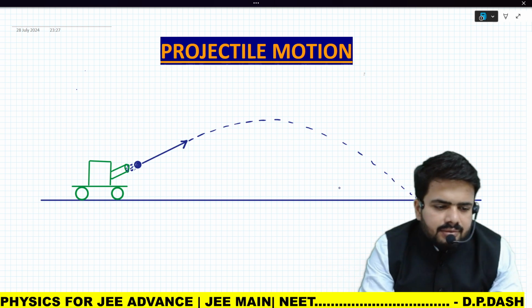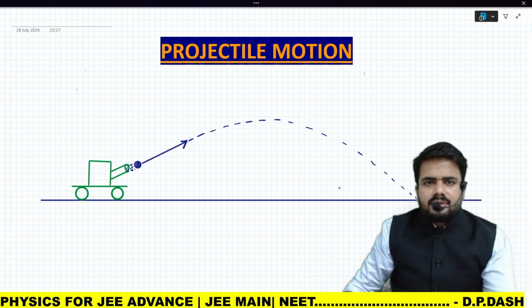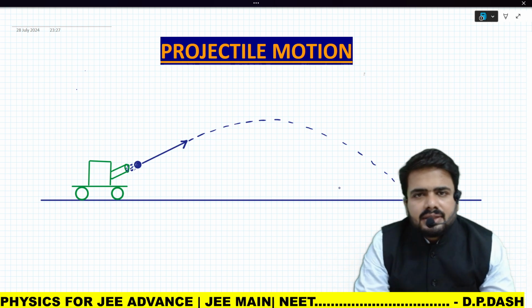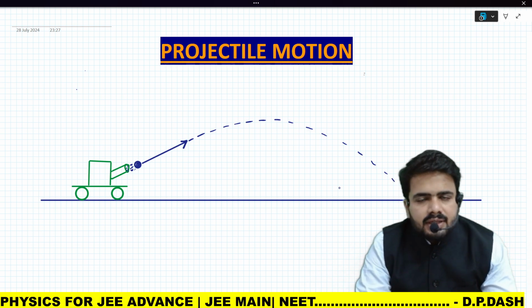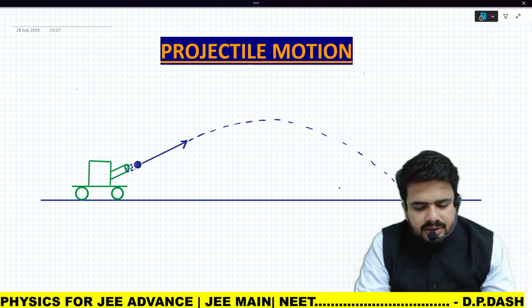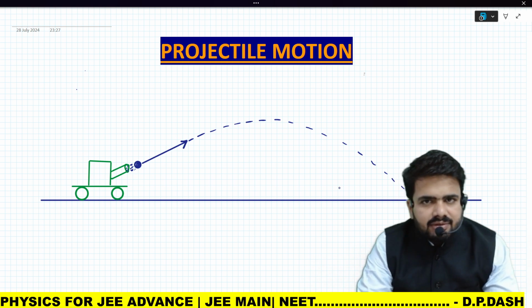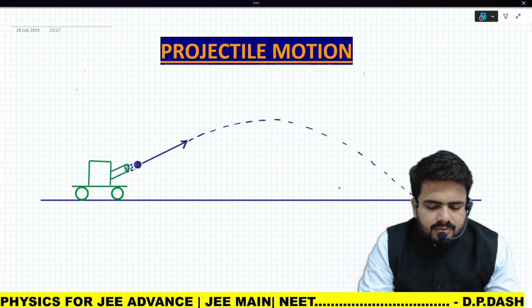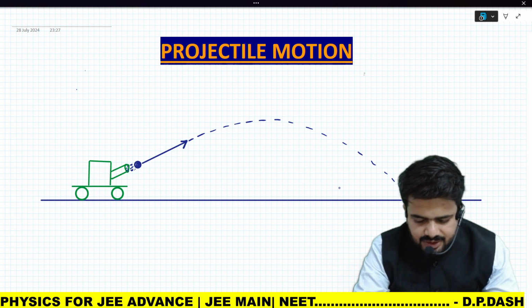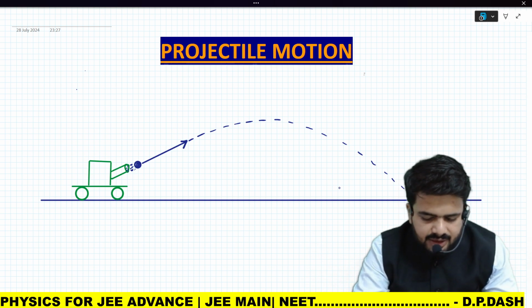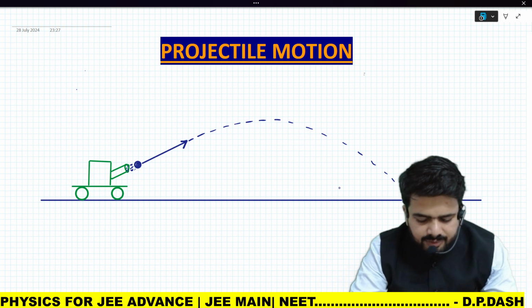When we discuss the electrostatics chapter, you will find that we discuss projectile motion in more detail, in terms of how a charged particle moves in an electric field. That concept we will discuss there. Now, what are the important points and important terms in projectile motion from the point of view of mechanics.